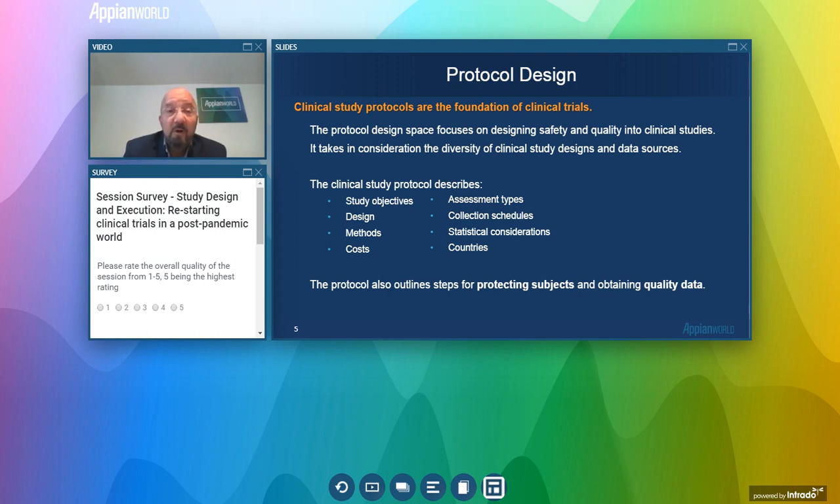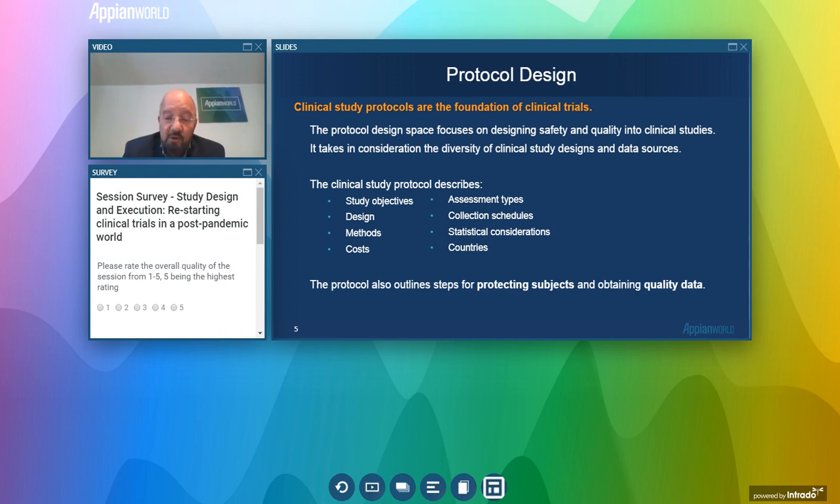What are the various requirements that should be considered? For example, study objectives, the overall design, the methods, assessment types, collection schedules, cost, countries we're going to go into. All those are important parts that are prescribed and that are important for us to consider and track our decisions around. The protocol, of course, outlines protecting subjects and obtaining quality data and the way to afford that.